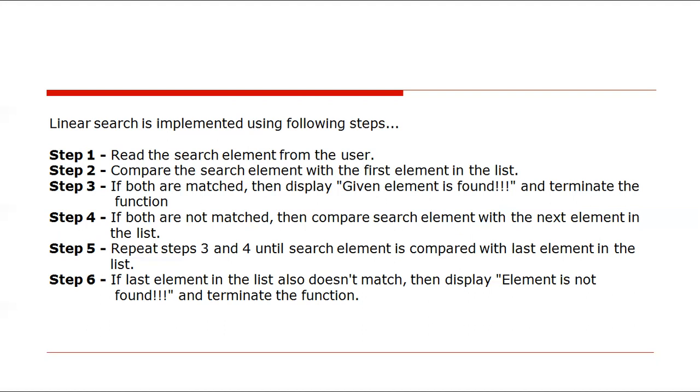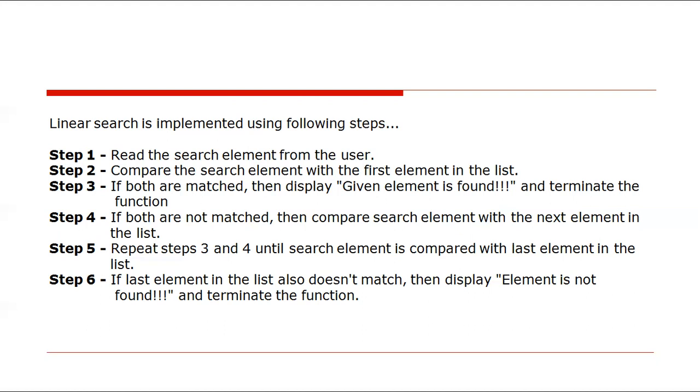The first step is to read the search element. The second step, compare the search element with the first element of the array or list. The third step, if both are matched, then display the success message, that is, given element is found, and terminate the function. No need to search the remaining elements. The fourth step, if both are not matched, what do we have to do? Then compare the search element with the next element in the list. For the next element, we move the position from 0 to 1.